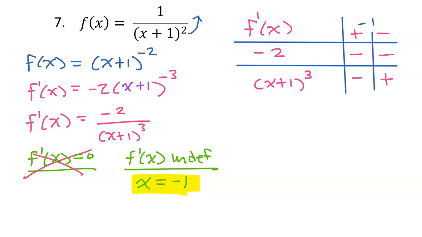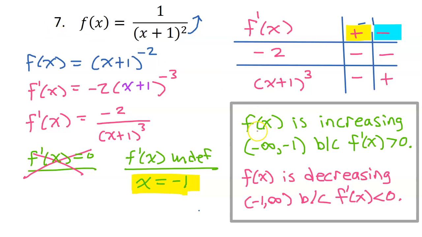So that means that f will be increasing in this interval from negative infinity to negative 1. And it will be decreasing in this interval from negative 1 to infinity. Let's just write that up. So you would say f of x is increasing from negative infinity to negative 1 because f prime is positive. F of x is decreasing from negative 1 to infinity because f prime is negative.